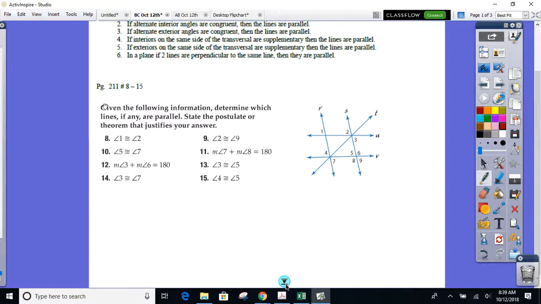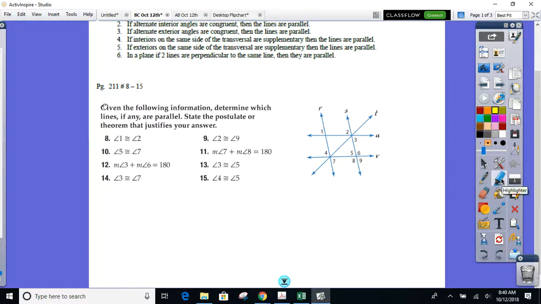So I got a bunch of lines flying here, R, S, T, U, V. In number 8, I'm saying that 1 is congruent to 2. 1 and 2 are congruent. Could you give me a pair of lines that would be parallel if you know 1 and 2 are congruent? Okay, maybe you could, maybe you couldn't. That's fine.